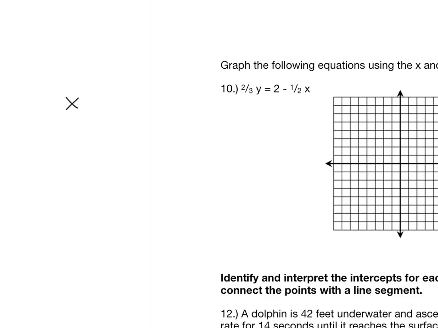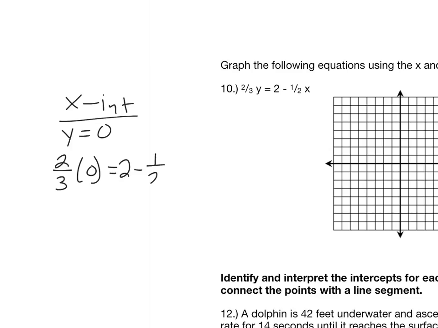How do you find your x-intercept? Y has to equal 0. Anywhere you see a y, you're going to plug in a 0. So that's going to be 2/3, and then instead of y, we'll have times 0. And that equals 2 minus 1/2 x. Well, 2/3 times 0 is going to turn into 0, so that gets rid of that. So we're going to be left with 0 equals 2 minus 1/2 x.